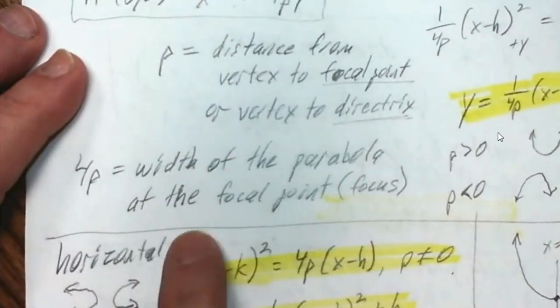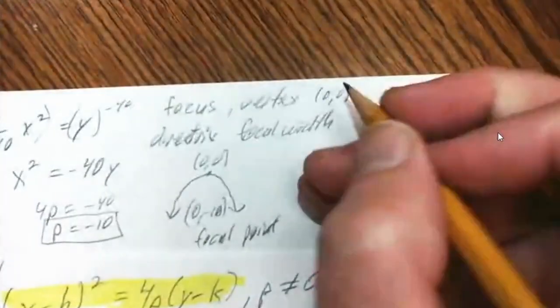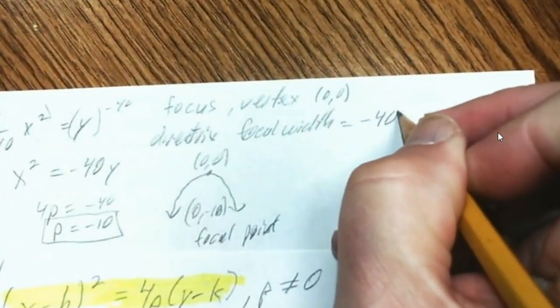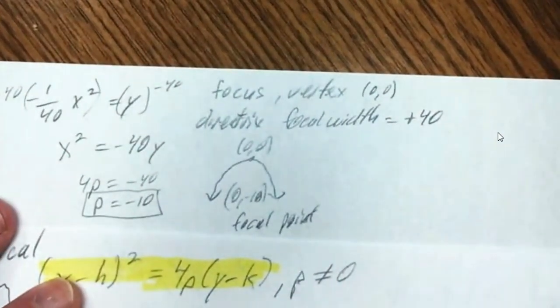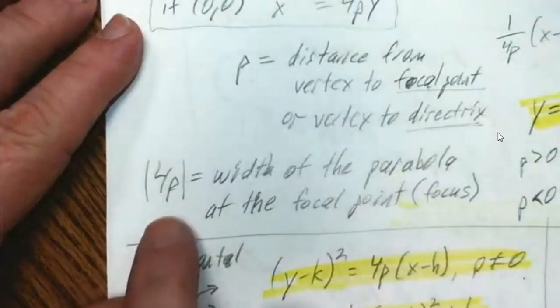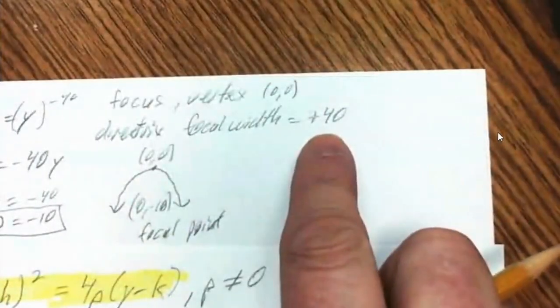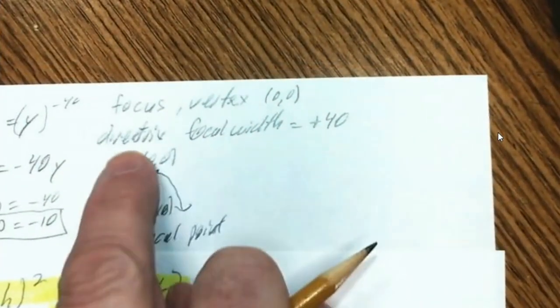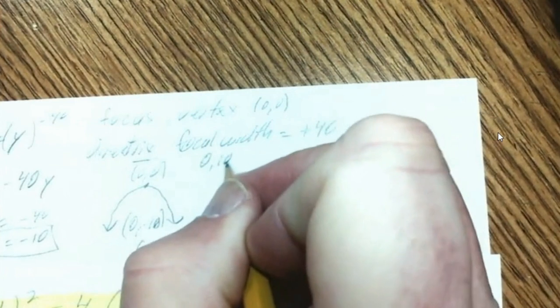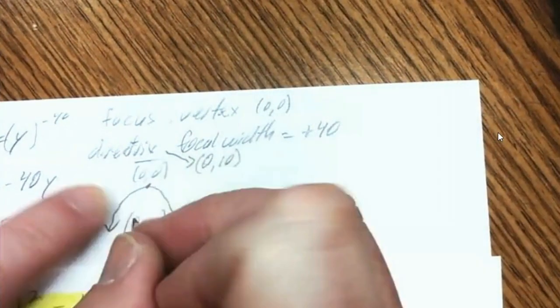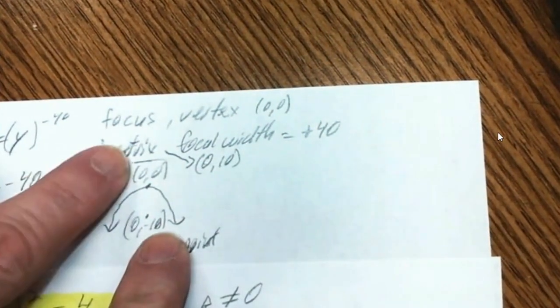And the focal width, let's see, 4p is the width at the focal point. So the focal width is -40. Well, it's +40 because the width can't be negative. It's actually the absolute value of the number. So I guess I should change my notes to say this is the absolute value. So it's a width of 40. The vertex 0, 0. The focus. The directrix would be the line that's above here at y equals 10, because remember it's the same distance from the vertex to the focal point down here at 0, -10 as it is to the directrix.